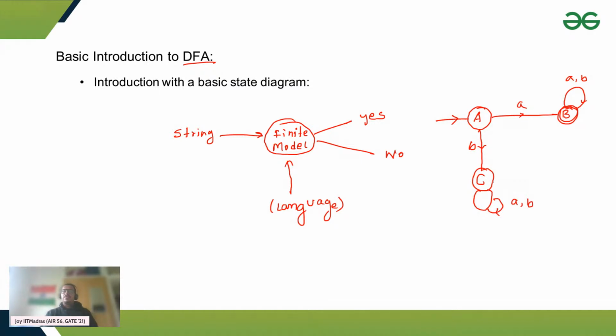So for this specific case, we have 3 states: state A, state B, state C. Among them, state A is the initial state, and state B is one of the final states. In our alphabet, we can use only 2 symbols, A and B. You can see I have used only A and B in different cases. So this is a basic diagram of a DFA. Let's move on, and I'll explain this example a bit more clearly.